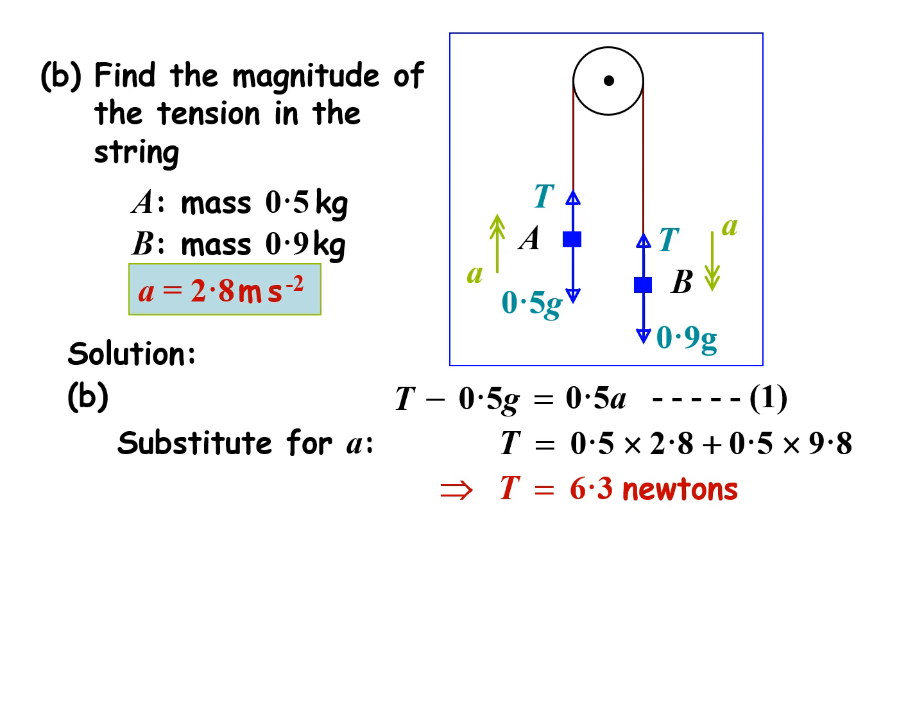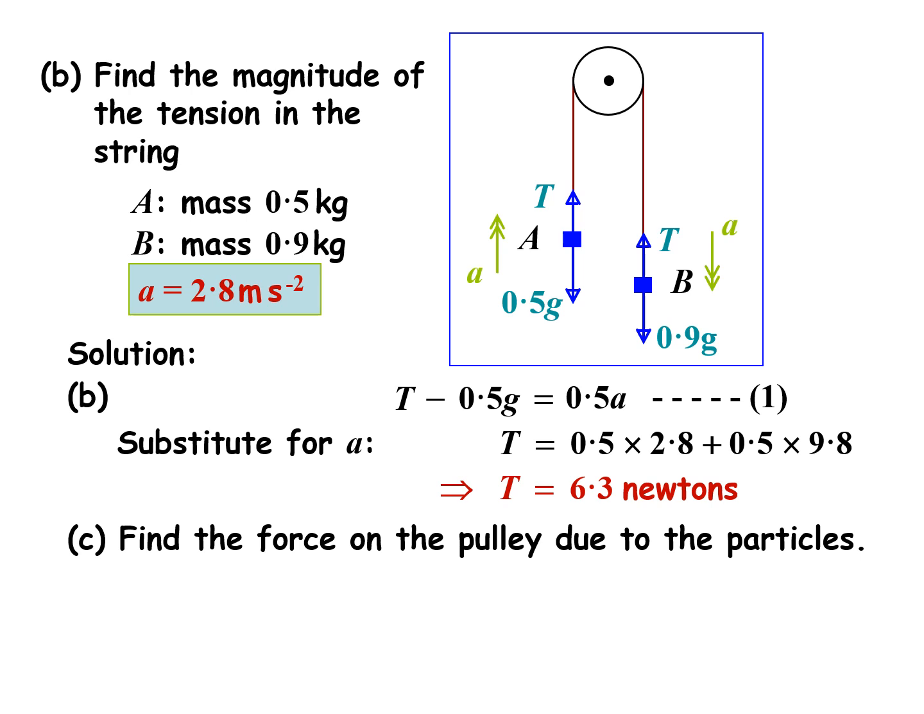So it's just part C we haven't done. The magnitude of the force on the pulley due to the particles. So what forces are on the pulley? Mentioned this one before, can you remember? Yeah, the force on the pulley is 2T, which in this case is 12.6 newtons.